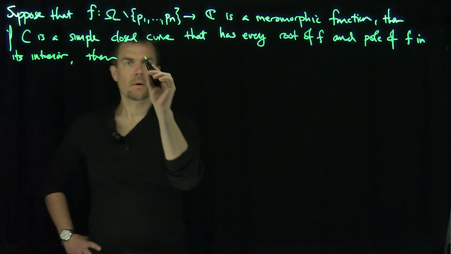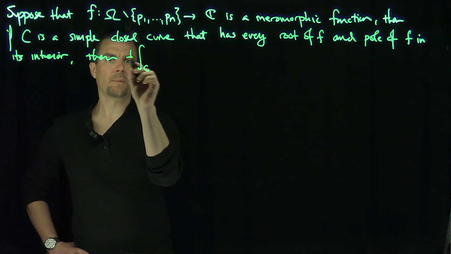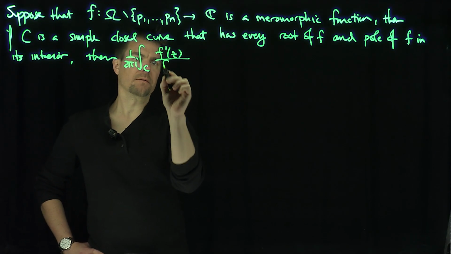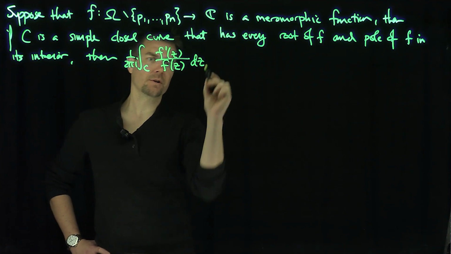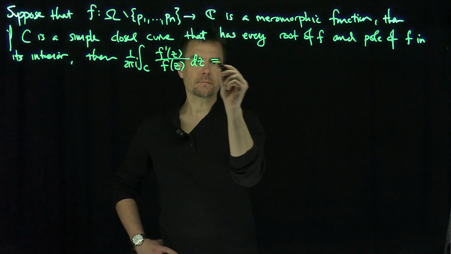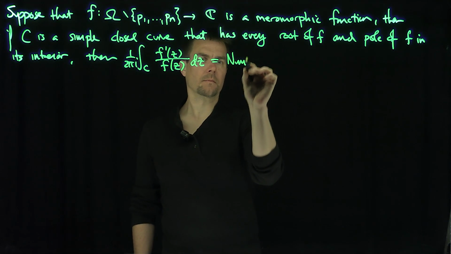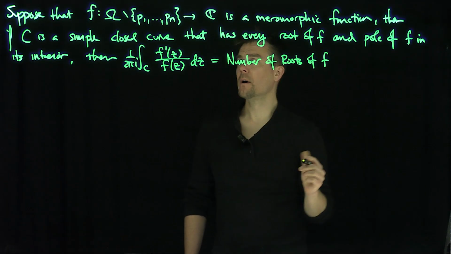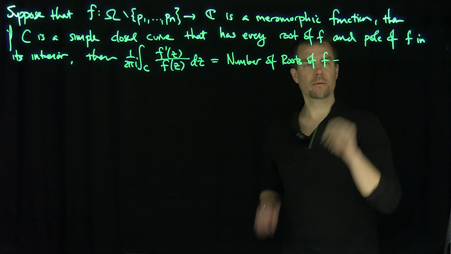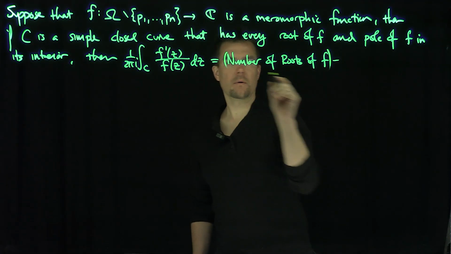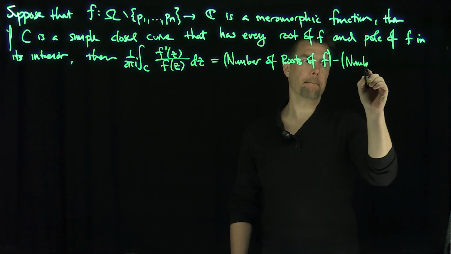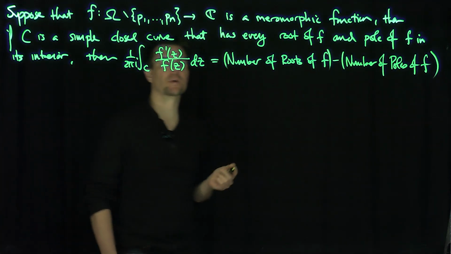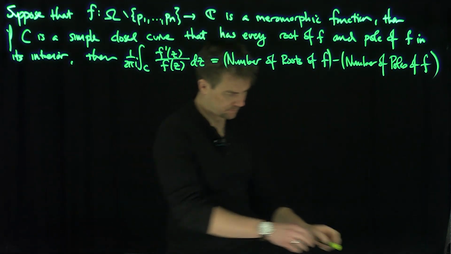then the integral over C, 1 over 2 pi i, of f prime of z over f of z, which of course is the logarithmic derivative of the function, is equal to the number of roots of f minus the number of poles of f. Beautiful. Okay. This is called the argument principle.